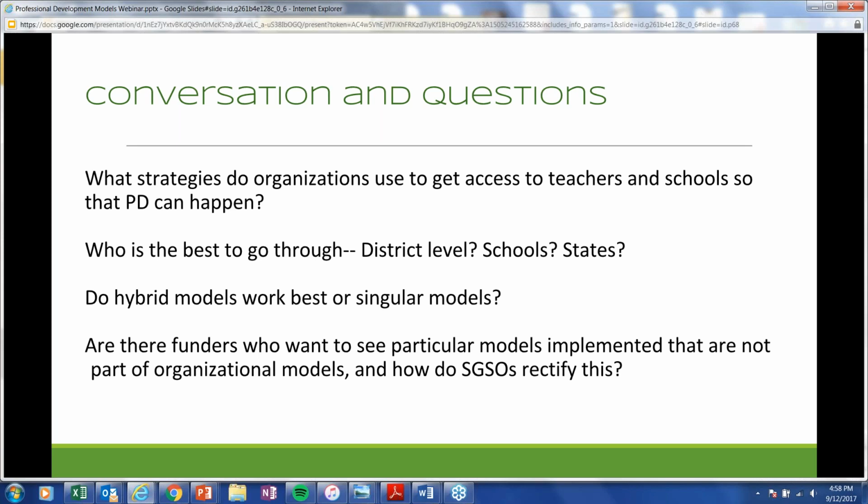While there's a webinar specific to funding, and we didn't talk a lot about it today, one of the questions that came up is, are there funders who like to see specific models? Are there funders who like conferences, or funders who like direct teacher support? And how can school garden support organizations rectify this with their own goals, missions, and visions? While it seems really straightforward to have these PD models laid out, sometimes it can be a little more complicated when you're talking about school systems.